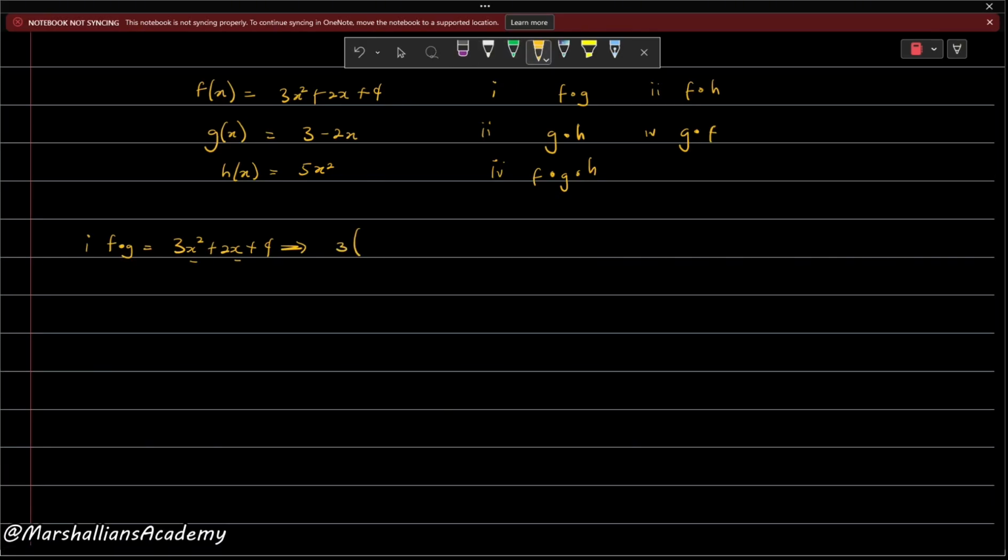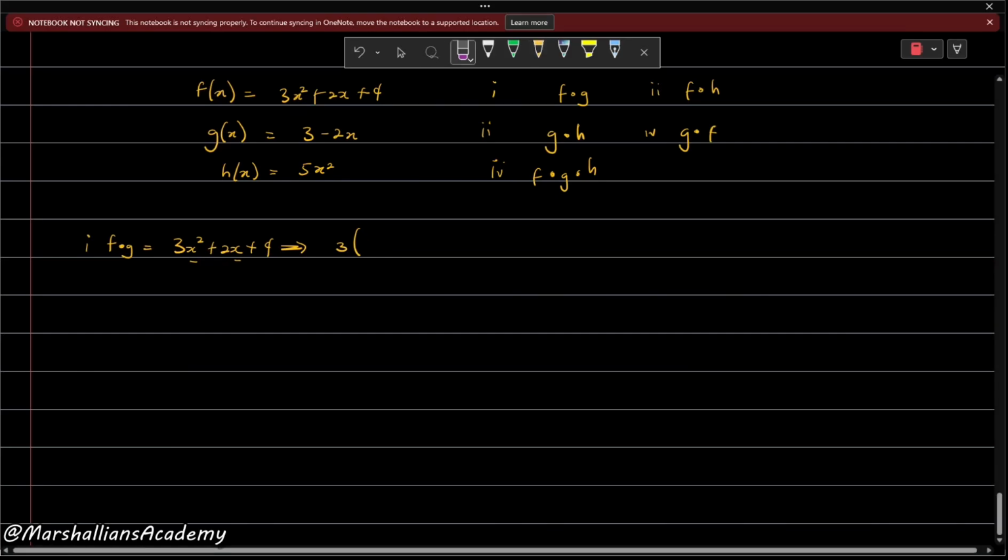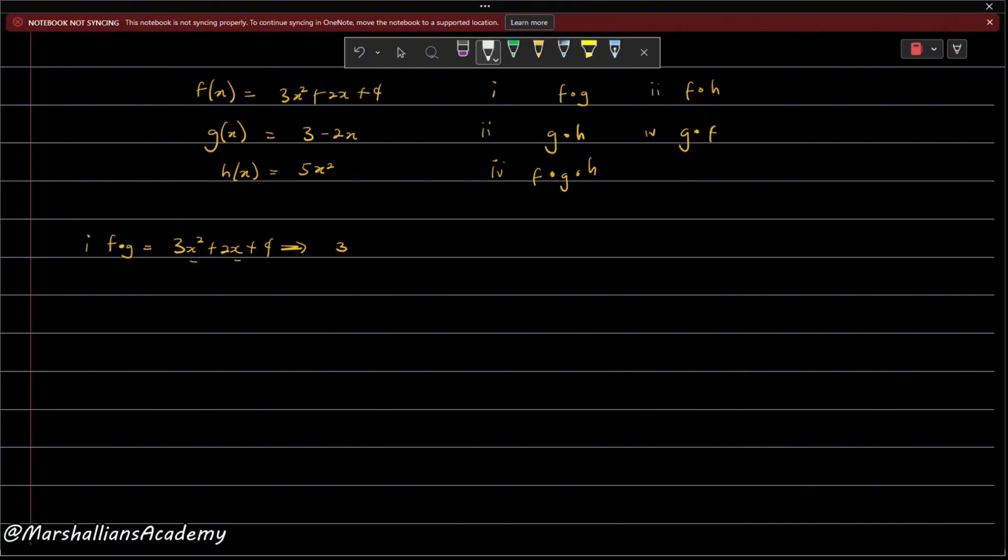3 into brackets. What is this function? 3 minus 2x. Let me put it in white so you can always understand it. 3 into brackets, 3 minus 2x. Are we together? Plus 2 into brackets, 3 minus 2x. Plus 4. What did you notice? I inserted this function into every x variable of f's function. Does that make sense? Because g's function is inside f.